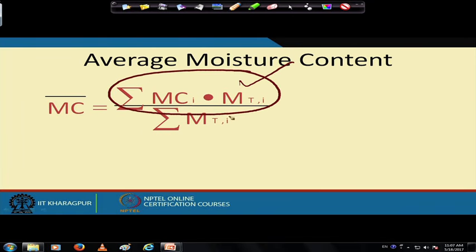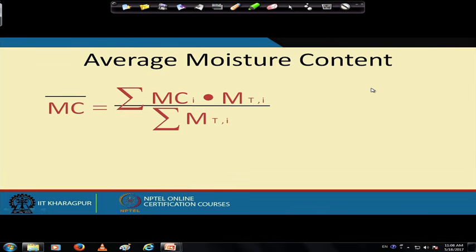And what is there in the bottom? Bottom is the total mass. So as we know, the moisture content is what? Total amount of water present divided by the total mass. So that gives us the moisture content. The same thing has been done over here. This is nothing kind of a rocket science on this particular aspect.